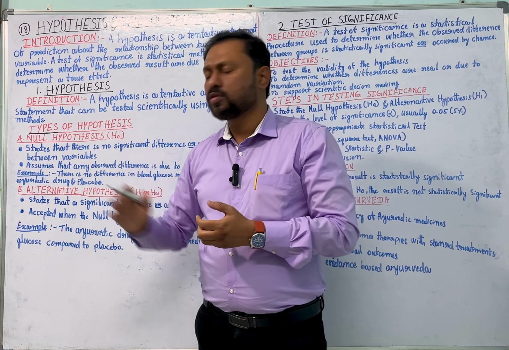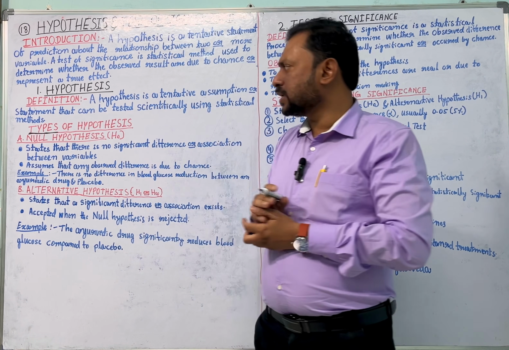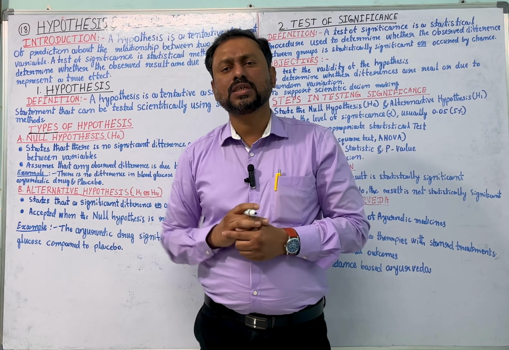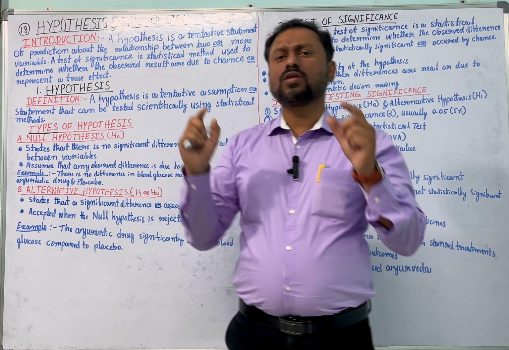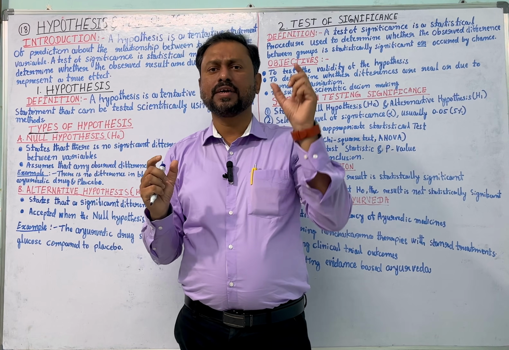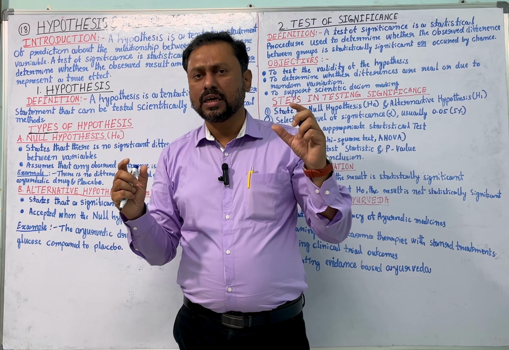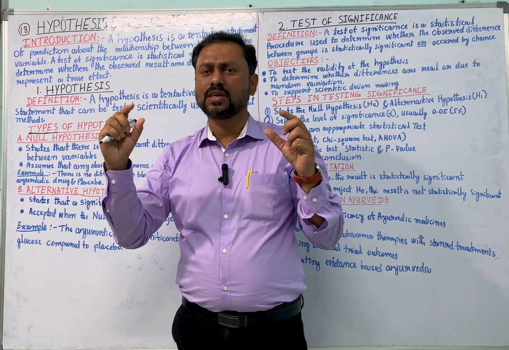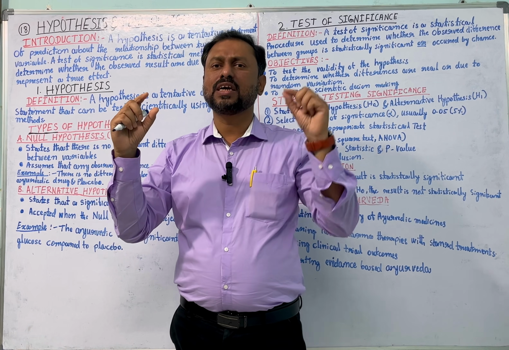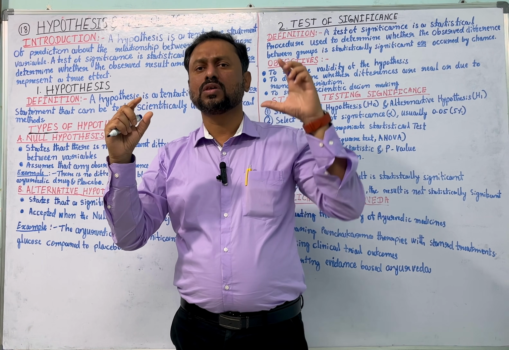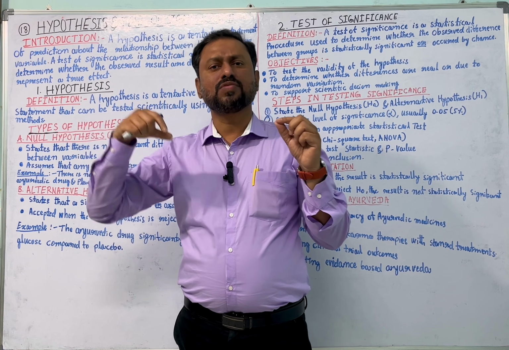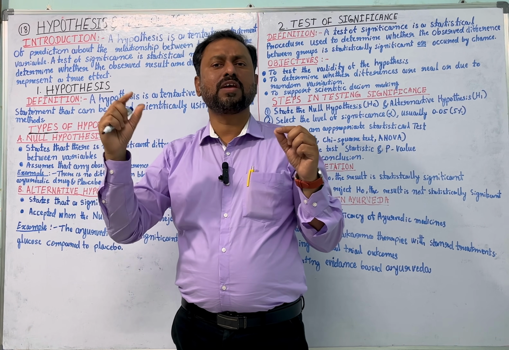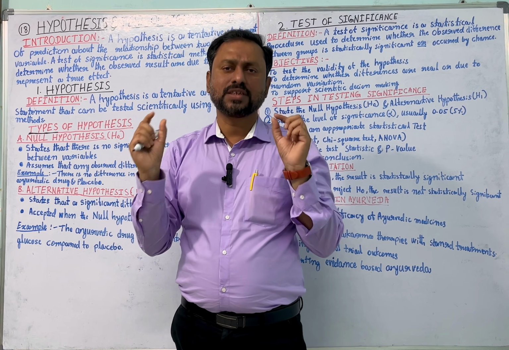There are two types of hypothesis. One is called null hypothesis, another one is called alternate hypothesis. Just now I told you two variables are there: one is the independent variable, another one is the dependent variable. If we change the independent variable, such as the dose or a combination, is there any relationship with the dependent variable? That is the relationship we are checking here.